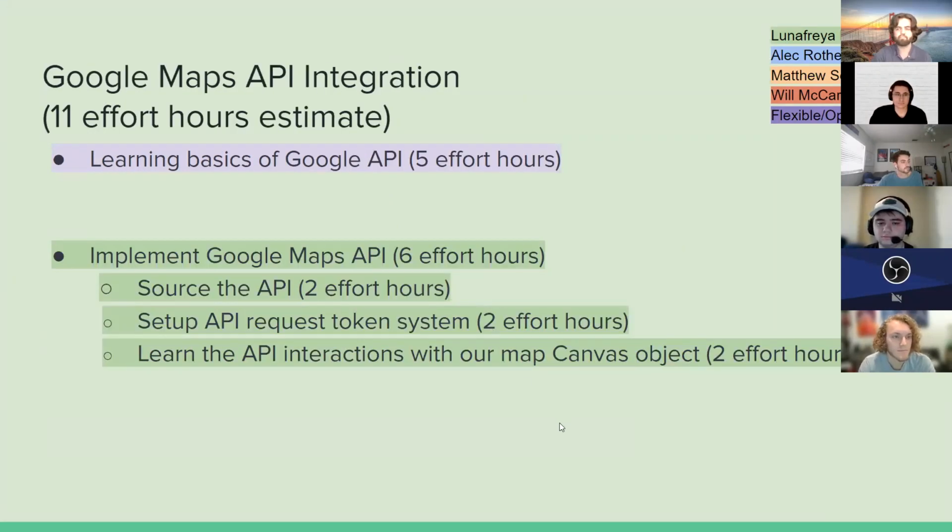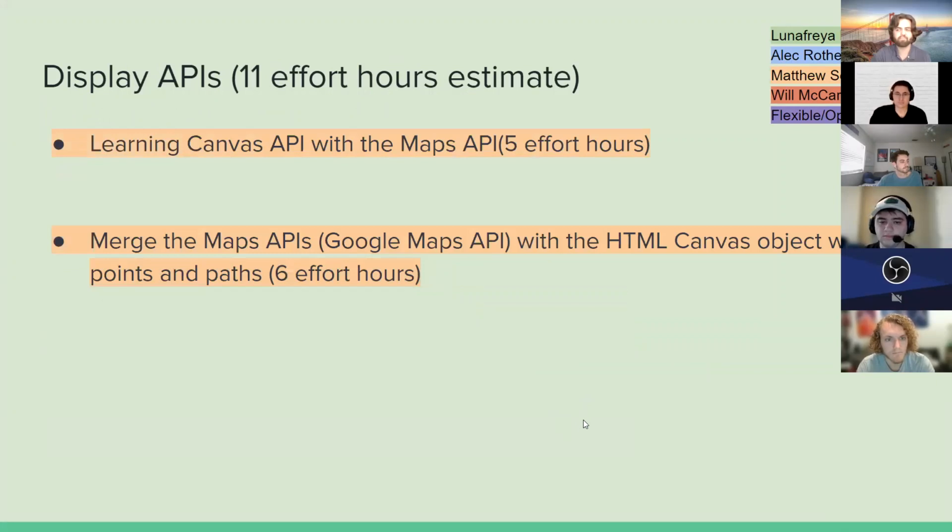On the Google Maps API integration side, we're basically applying time to learn the basics of the Google API, as well as getting to a point where we can make dummy API calls. We're expecting display APIs to take about 11 hours to learn. So first learning the Canvas API and the Maps API is going to take about 5 effort hours. And then merging the Maps API and the Canvas object that we're going to use to display it, we expect to take around 6 hours.